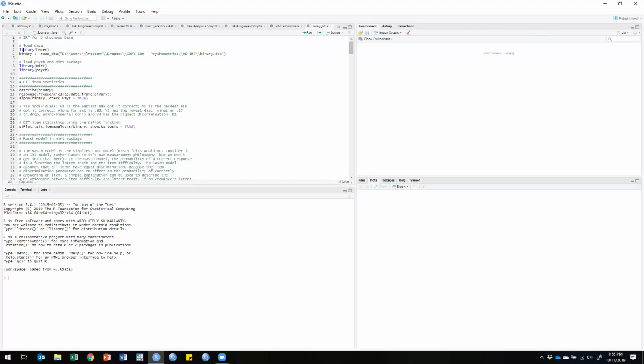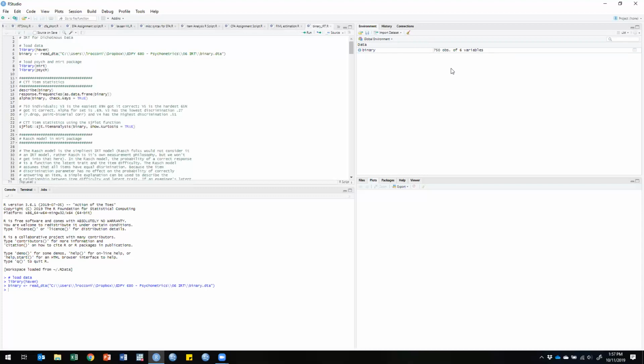So the first thing we're going to do is load our data set into R. There's a data set on Canvas just called binary. It's saved as an RData file. It has 750 observations and 6 variables, and the variables are just coded. So say this was a test with 6 items, and the data set is coded 0 if the respondent got the question incorrect, and 1 if it was correct.